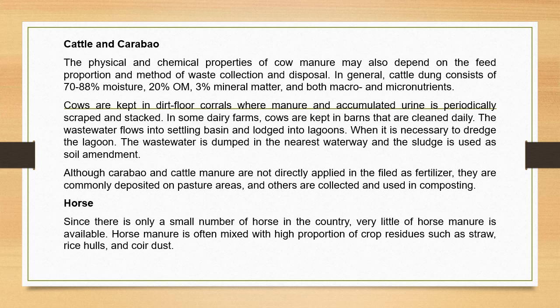Cows are kept in dirt floor corrals where manure and accumulated urine is periodically scrapped and stocked. In some dairy farms, cows are kept in barns that are cleaned daily. The wastewater flows into the settling basin and lodges into lagoons. When it is necessary to dredge the lagoon, the wastewater is dumped in the nearest waterway and sludge is used as soil amendment. Although carabao and cattle manure are not directly applied in the field as fertilizer, they are commonly deposited as pasture areas and others are collected and used in composting.